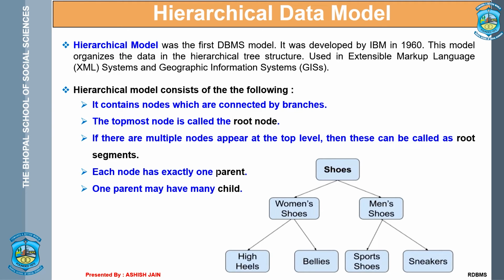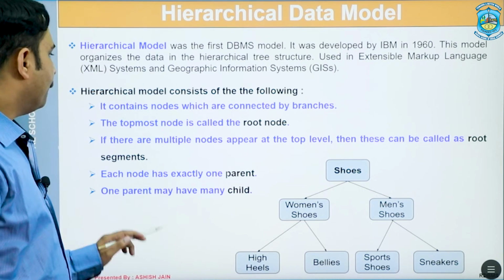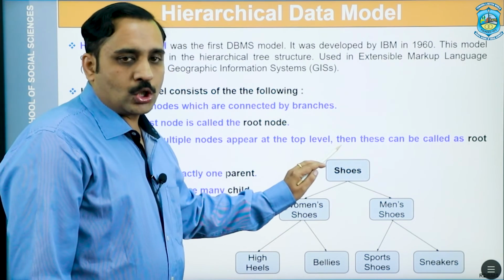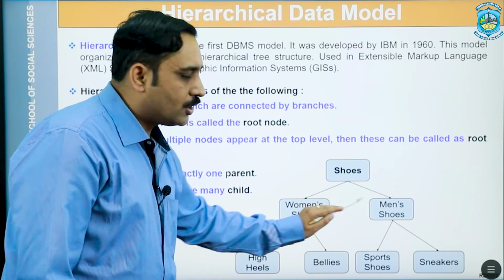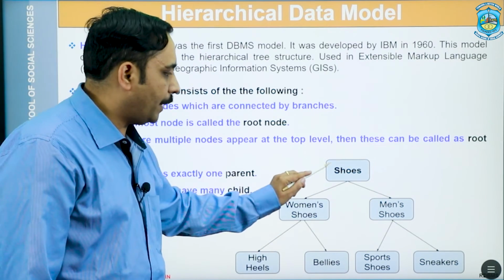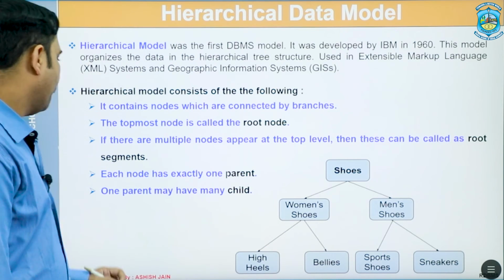These are the basic features. It contains nodes which are connected by branches. If you are aware of data structures, this is a tree-like structure. So here this is known as a node, and the first node is called the root node. This is the root node, and these are the children of this root node. So this is a parent and these are the children. So we have a parent-child relationship among the values here.